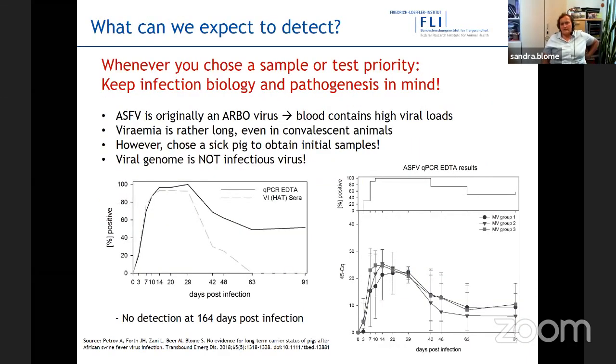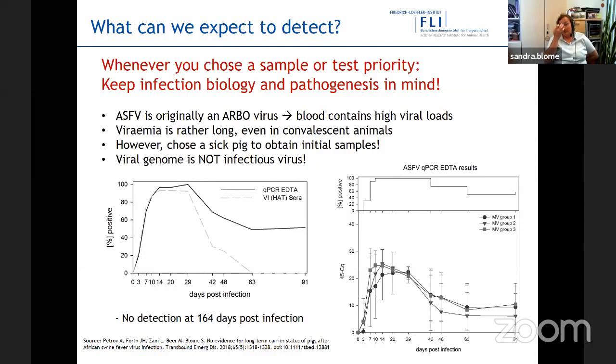An important thing is, what can we expect to detect? Whenever you choose a sample or test priority, keep the infection biology and pathogenesis in mind. There was a lot of discussion when the first antibody positive wild boar were detected in Poland. But what does it mean? It only means that the animals survive longer than 10 days. There is no really predictive value to it.